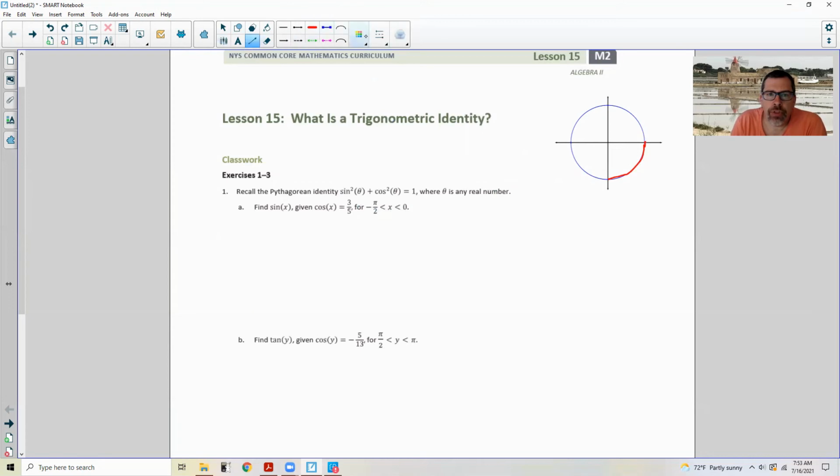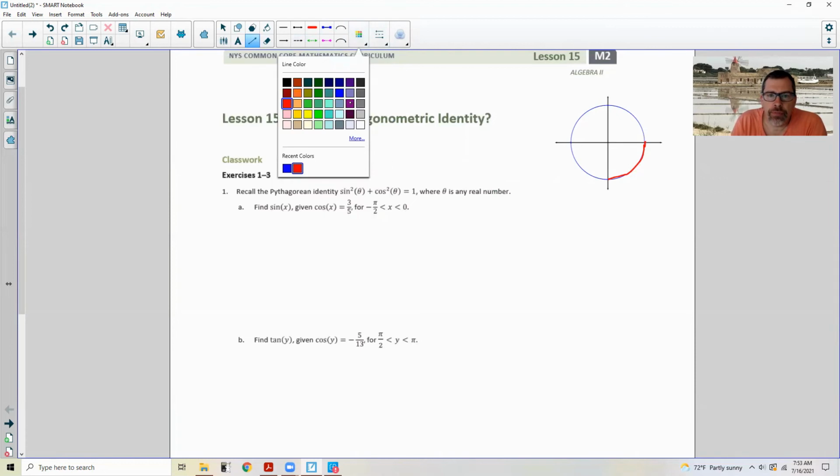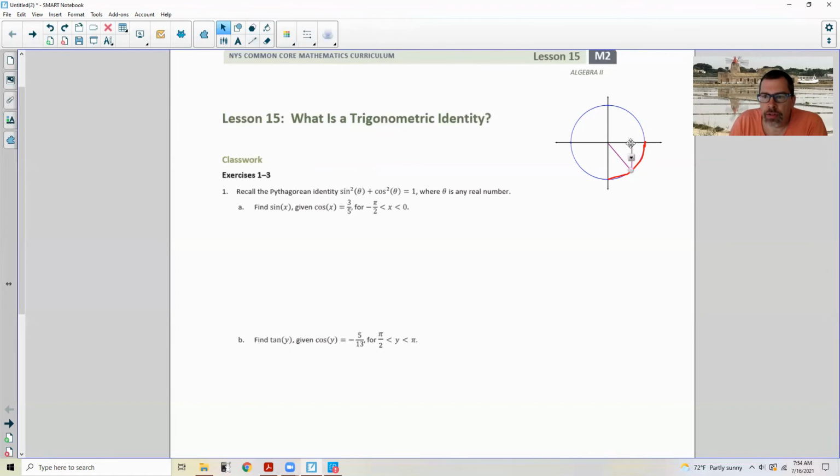So what I'm going to do is I'm going to draw a triangle. Cosine of x equals 3/5. Well, cosine is adjacent over hypotenuse. So if the hypotenuse is 5, this is a circle with a radius of 5. So if this is 5, I need to draw a triangle where this side's 3, and this is 4, and this is 5. Okay, that's one way to think about it.